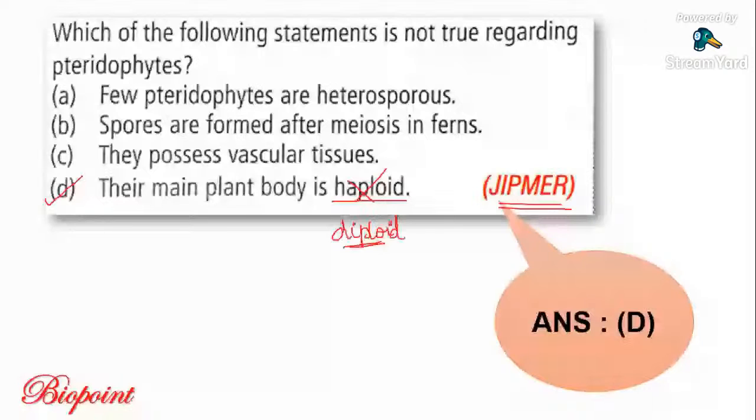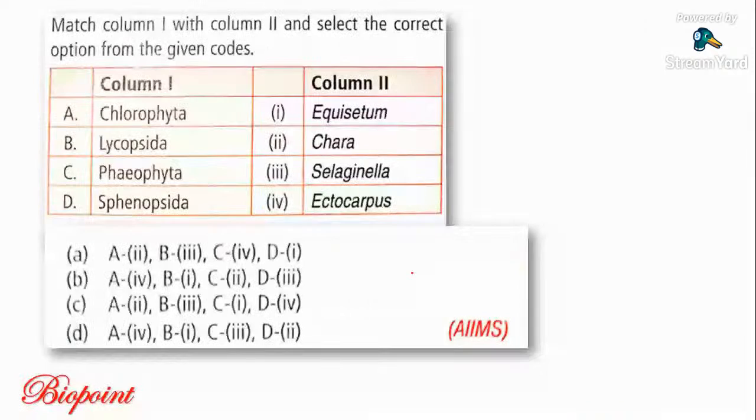The main plant body in pteridophytes is diploid in nature and their sporophyte is differentiated into true stem and leaves. Next question, question number 7 on your screen. Match column 1 with column 2 and select the correct answer from the given codes. Chlorophyta, Lycopsida, Phaeophyta, Spinopsida, Equisetum, Chara, Selaginella, Ectocarpus.